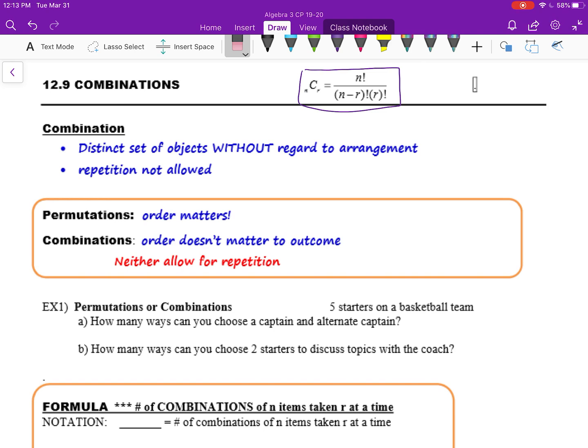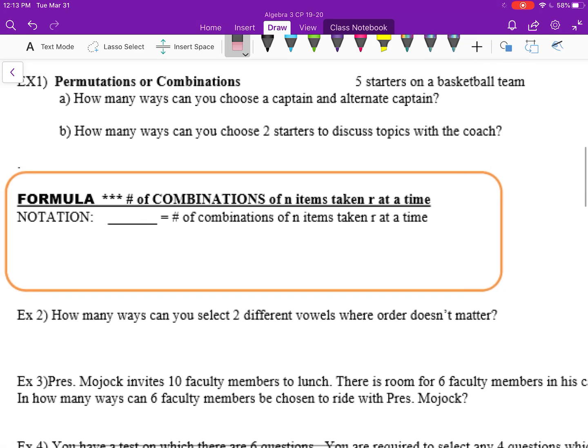So with combinations, order does not matter, whereas with permutations, order does. Permutations are reserved for situations where the order in which things get picked makes a difference in the total outcome, whereas combinations do not. So combinations are a distinct set of objects without regard to arrangement. And notice that either way, combination or permutation, repetition is not allowed.